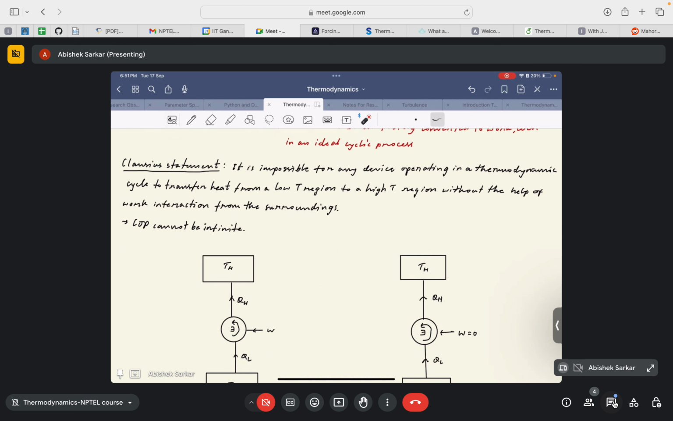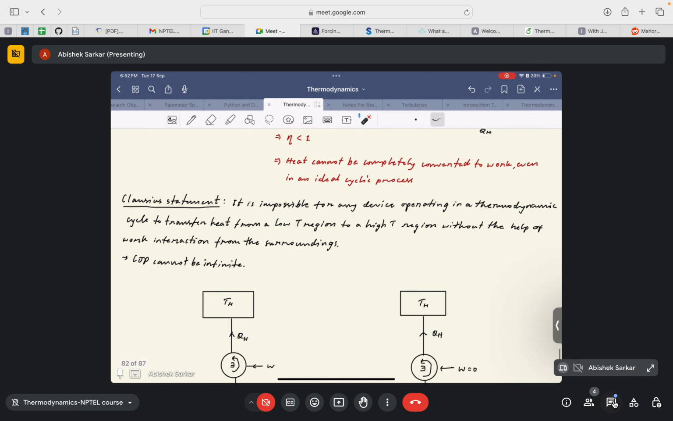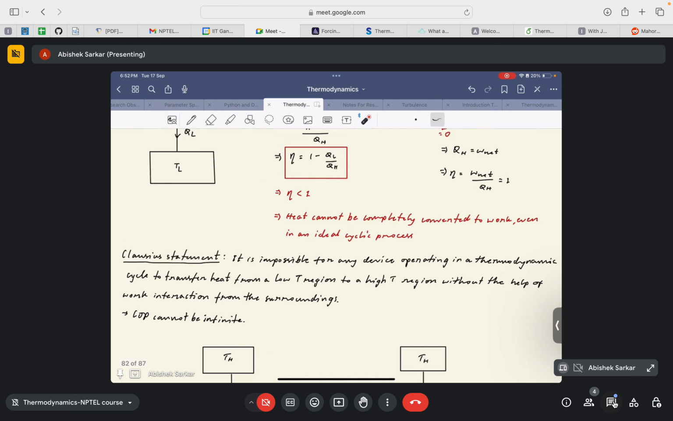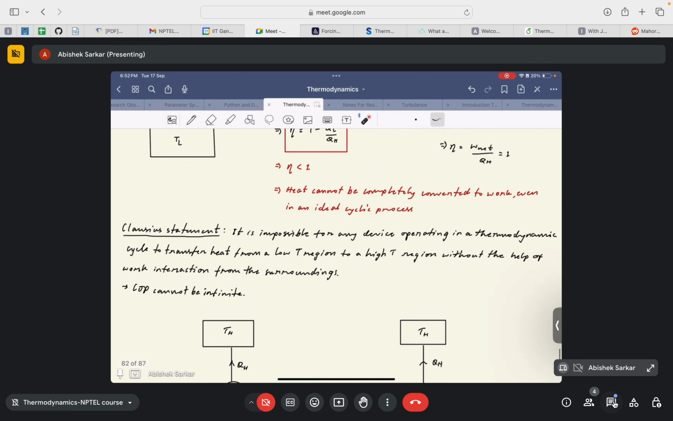Now the Clausius statement states that it is impossible for any device operating in a thermodynamic cycle to transfer heat from a low temperature region to a high temperature region without the help of work interaction from the surroundings. So now you can understand that the Kelvin-Planck statement is related to the heat engine, and the Clausius statement is related to the heat pump or refrigerators. The conclusion from the Clausius statement is that the COP cannot be infinite.